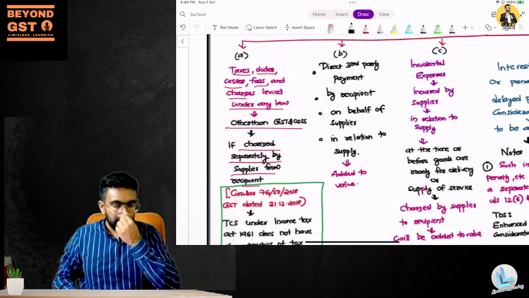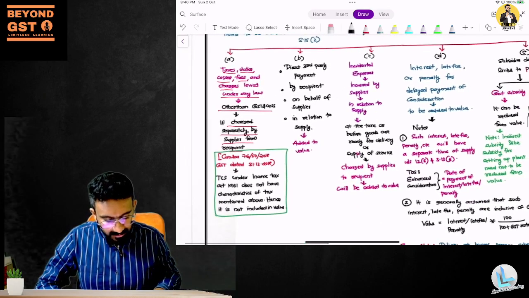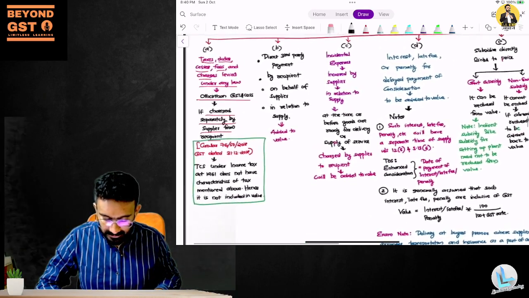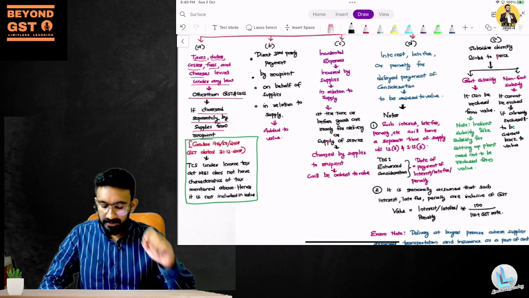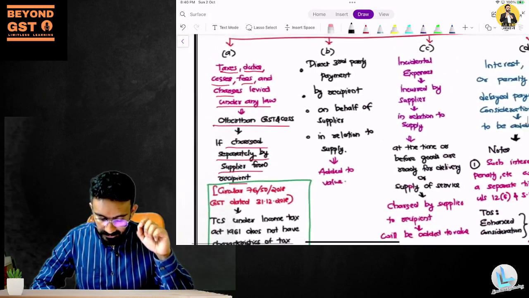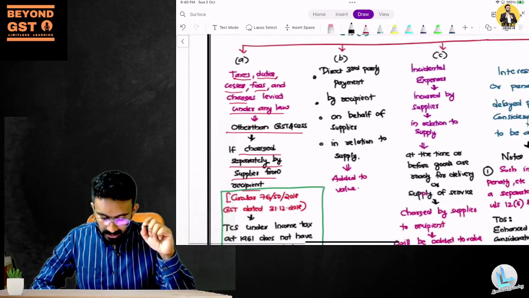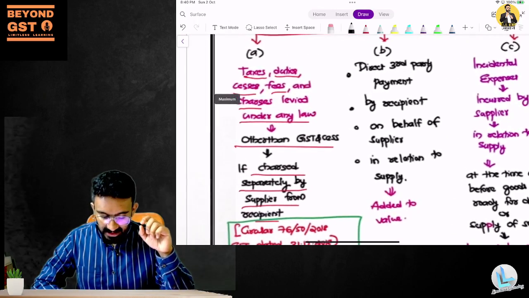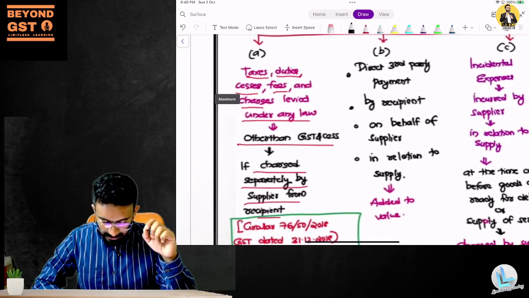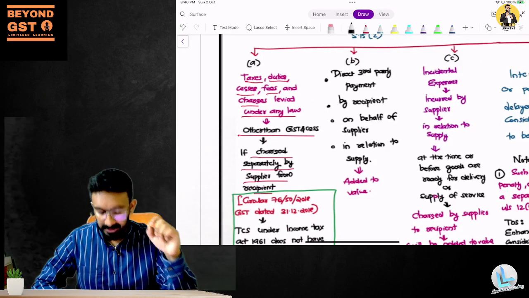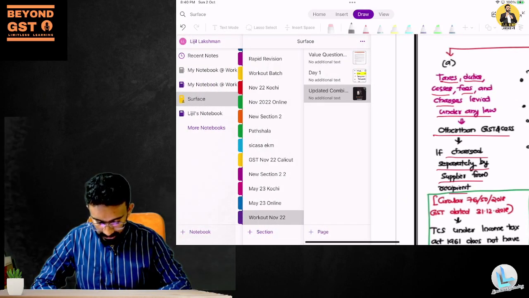Okay. So we have how many items to be added there? We have 5 items to be added there. First, taxes, duties, fees, and cess and charges levied under any law other than GST and cess, if charged separately by the supplier from the recipient. They're saying all taxes. Let's go to an example to understand this.